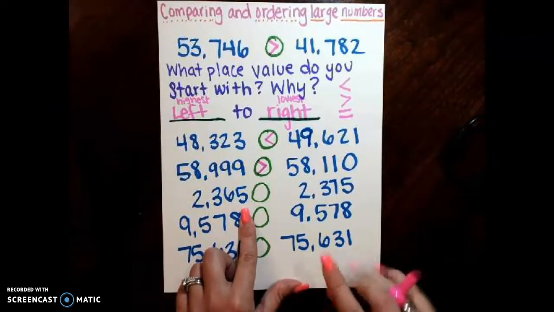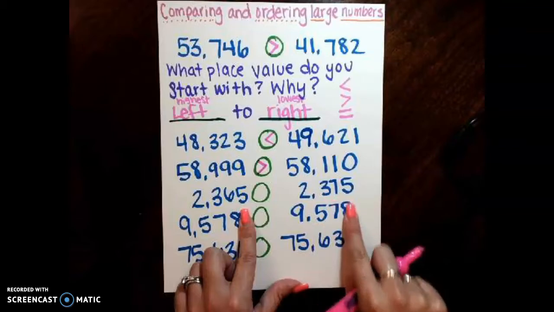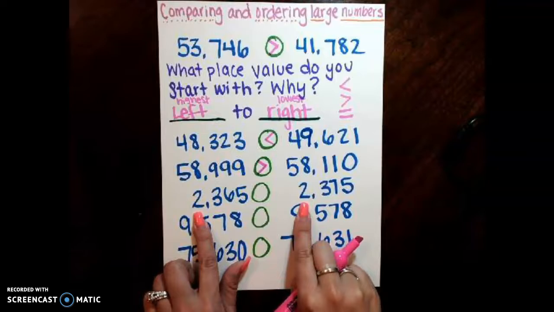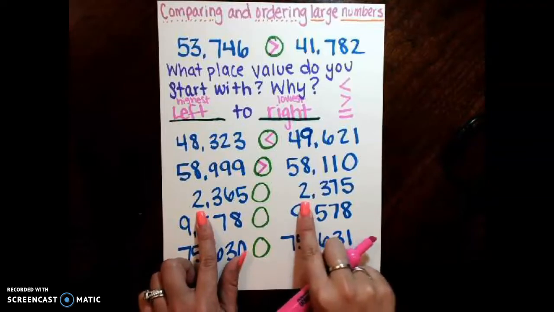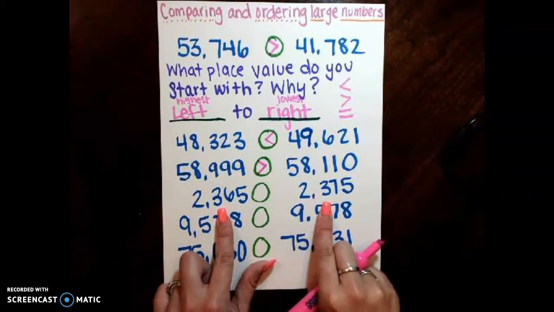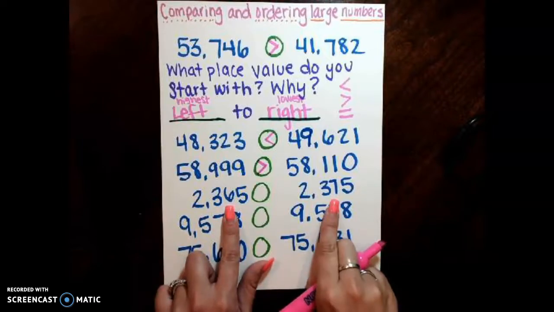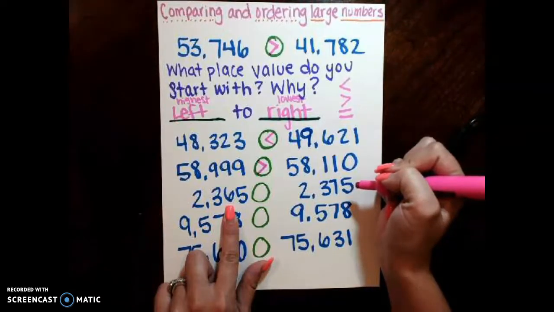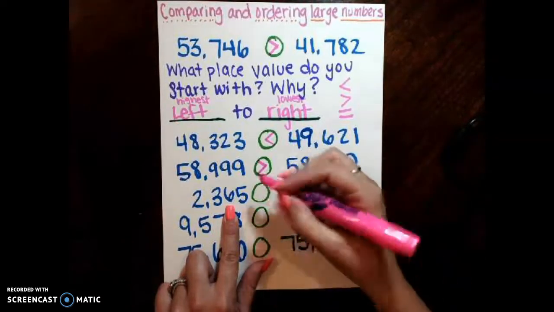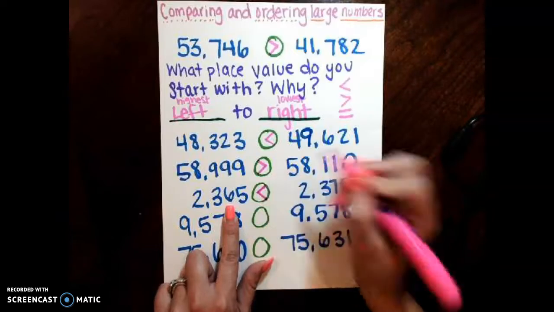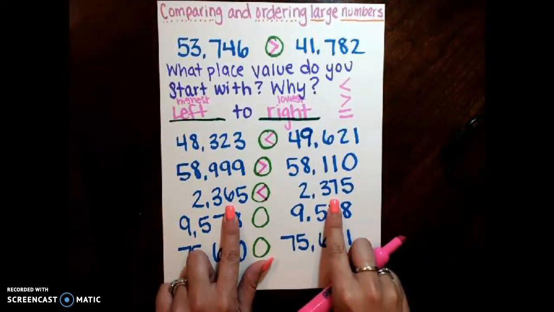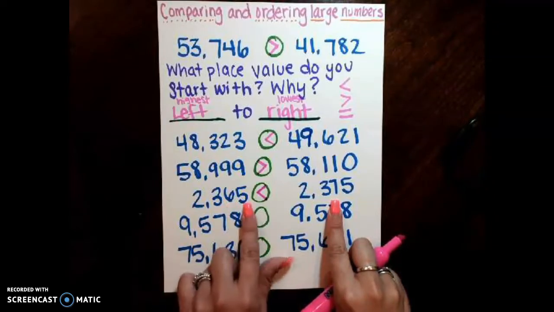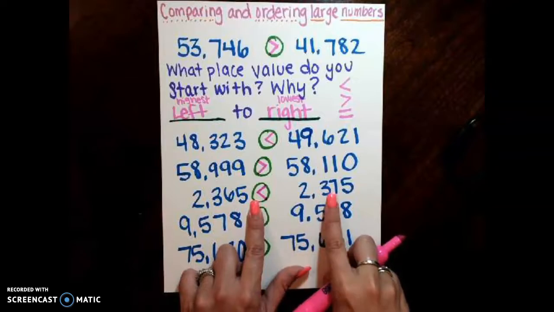2,365 and 2,375. Okay, so they don't have a 10,000s place. They only have a thousands place. 2 and 2, they're equal so far. 3 and 3, still equal. 6 and 7. So right there, that tells me, is my 6 or my 7 greater? My 7 is greater, so my mouth is going to open towards my 7. Okay, so that tells me 2,365 is less than 2,375.